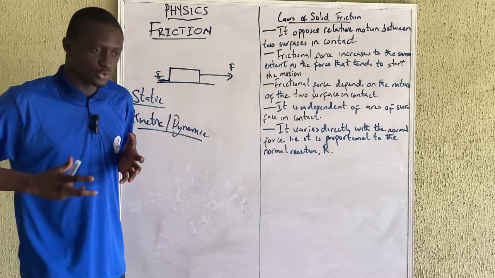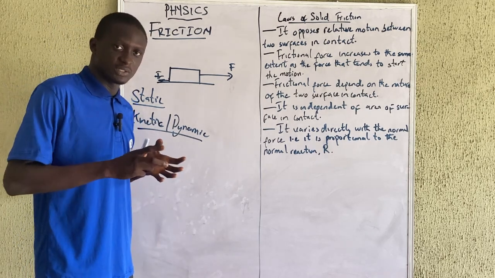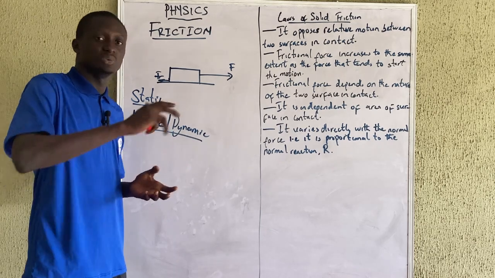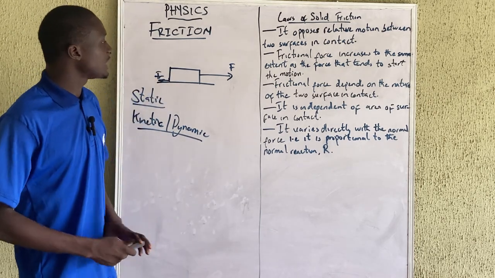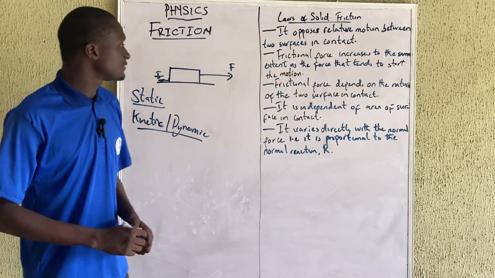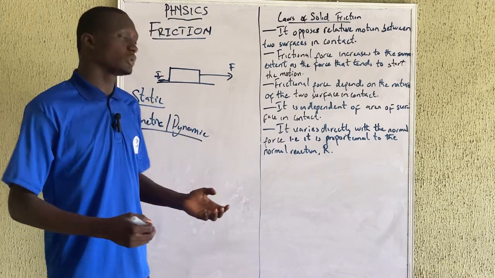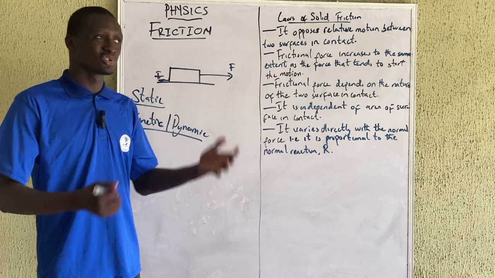So as the force you apply increases, the frictional force will also increase until it gets to the maximum frictional force. Then the body will now start to move. Now the third one says that frictional force depends on the nature of the two surfaces in contact, whether the surface is rough or smooth.